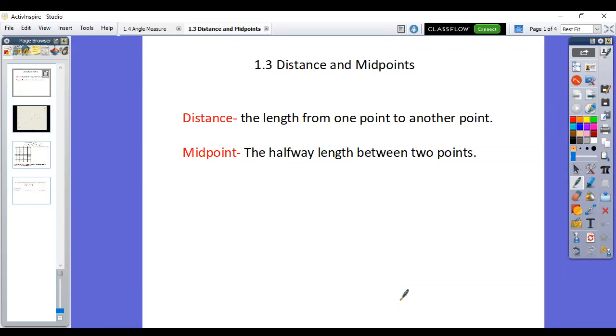Today we're talking about distance and midpoint. Let's talk about both of them. Distance is the link between two places, from one spot to another spot. As we'll see here in a bit, we'll go over a map. The midpoint is the halfway mark between two points.